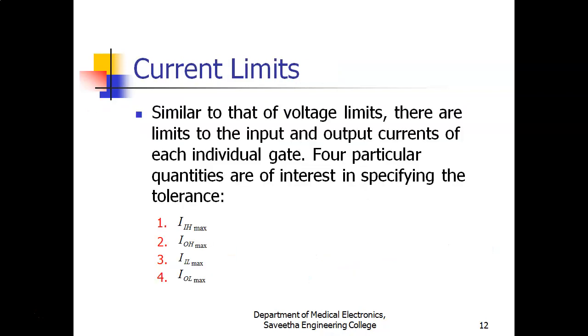Next is the current limits. Similar to the voltage limits, there are limits to the input and output current of an individual gate for particular quantities, similar to the voltage limits. So there is input high maximum, output high maximum, similarly input low maximum and output low maximum for current limits.